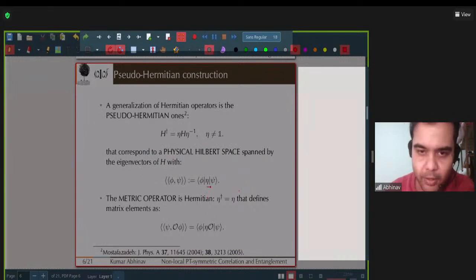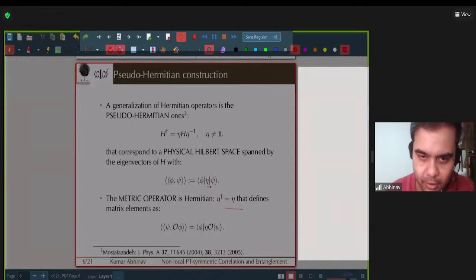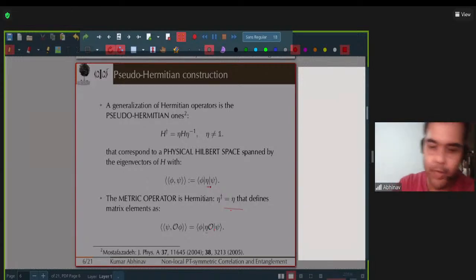So that metric operator is required to define a positive definite norm for such systems, and that metric operator is Hermitian. So that Hermitian operator appears in the scalar product like this, that you put any observable operator just towards the right of the metric operator. I am following here the notations of this paper by Mostafazadeh. So that is the most common notation, I guess.